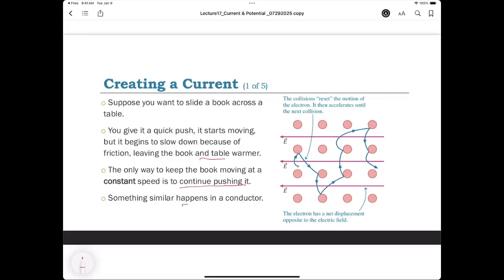Something similar happens in a conductor. The collisions reset the motion of the electron. It then accelerates until the next collision. You can see the electron has a net displacement opposite to the electric field.